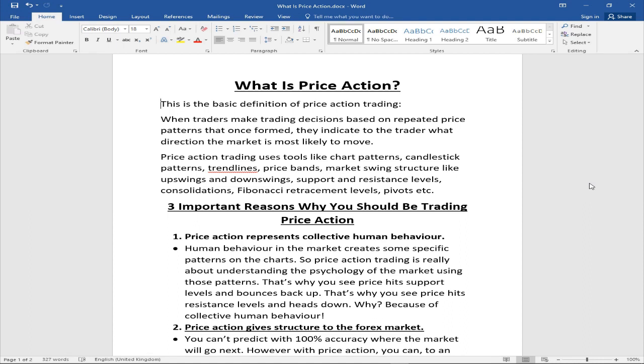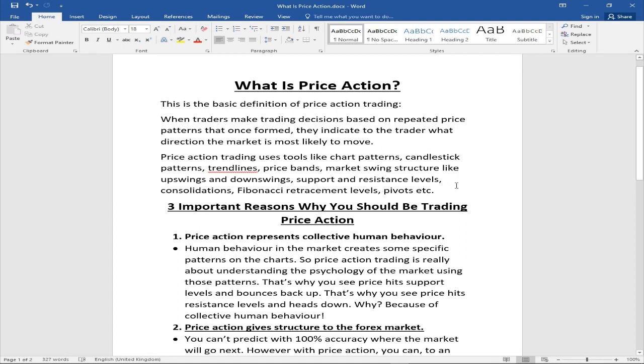Okay, so to start, it says here, what is price action? This is the basic definition of price action trading. When traders make trading decisions based on repeated price patterns that, once formed, indicate to the trader what direction the market is most likely to move. Price action trading uses tools like chart patterns, candlestick patterns, trend lines, price bands, market swing structure like upswings and downswings, support and resistance levels, consolidations, Fibonacci retracements, and pivots.